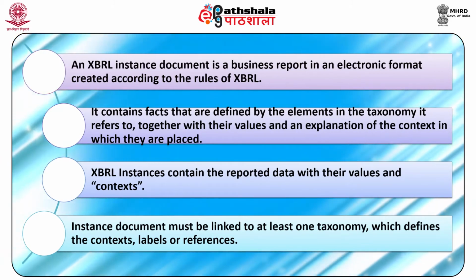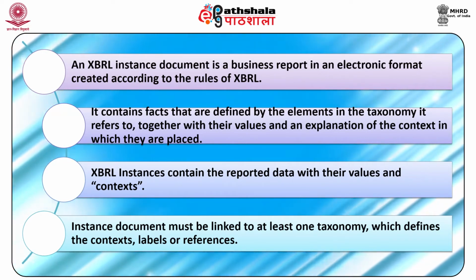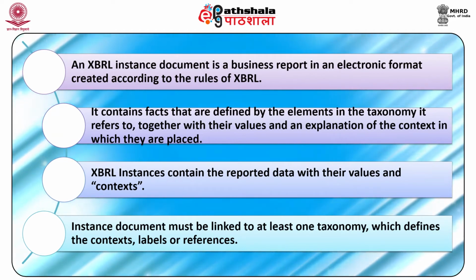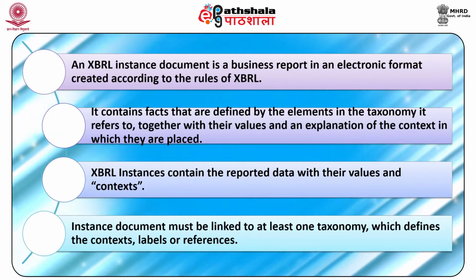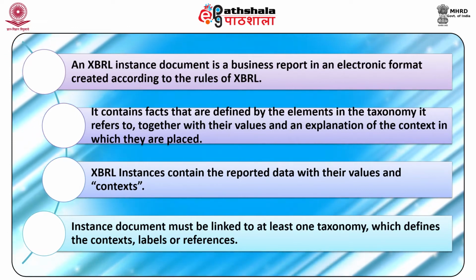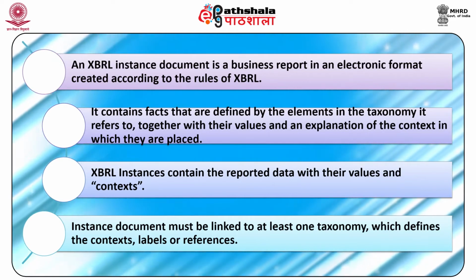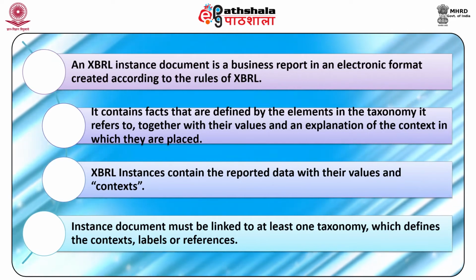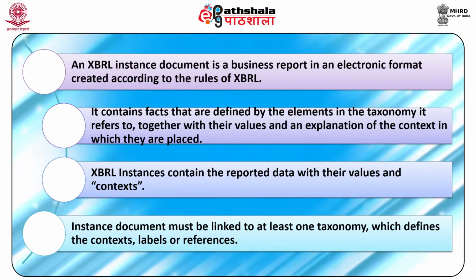An XBRL instance document is a business report in an electronic format created according to rules of XBRL. It contains facts that are defined by the elements in the taxonomy it refers to, together with their values and an explanation of the context in which they are placed. XBRL instances contain the reported data with their values and contexts. Instance documents must be linked to at least one taxonomy which defines the contexts, labels, or references.